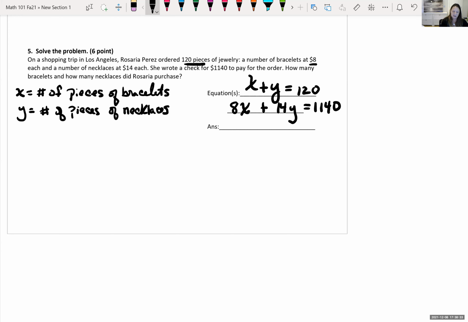It's up to you if you want to do substitution or elimination method. I would probably use the elimination method. I would multiply everything through by -8 to clear my x. If I do that, I get -8x minus 8y is equal to -960. Let me just multiply that. And then I'm adding it to my other equation, 8x plus 14y equals 1,140.